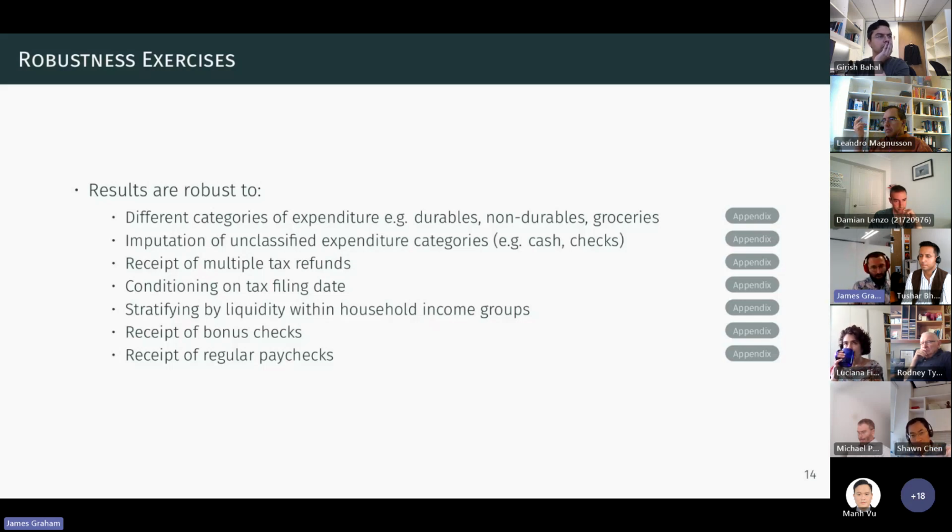In terms of the information, you might be a little worried that maybe households just don't really know that their money is coming. Maybe they're all kind of naive. We actually have a subset of households where we can see the tax filing date. So we know that those households know that their money is coming, because we know when they found out about the tax refund. Even conditioning on tax filing dates, we still see the same kind of patterns.